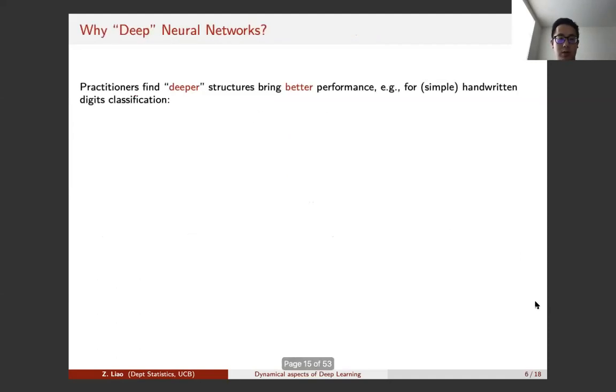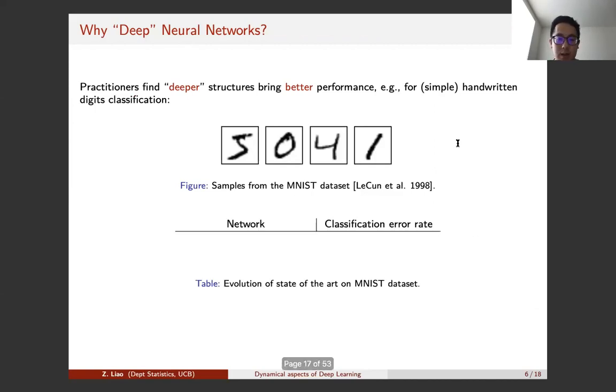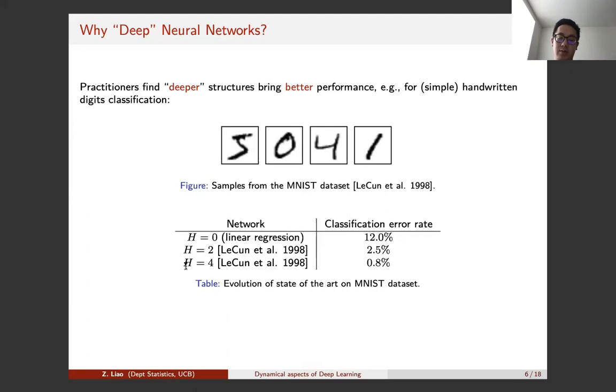Okay, but why do we need deep neural networks? Why do we need so many layers? Well, because people in practice find that deep structures always give us better performance. For example, in the case of handwritten digit classification, on this popular MNIST dataset with handwritten digits, we want to classify each image into one of the 10 possible classes of digits. In fact, the linear regression solution gives us a classification error rate of approximately 12%. But if we introduce more layers, then the classification error rate decreases very quickly. For example, with h equal to 4, so the number of hidden layers equal to 4, it is already less than 1%.